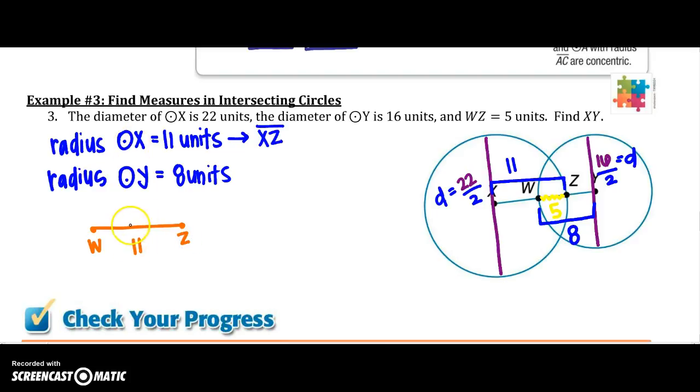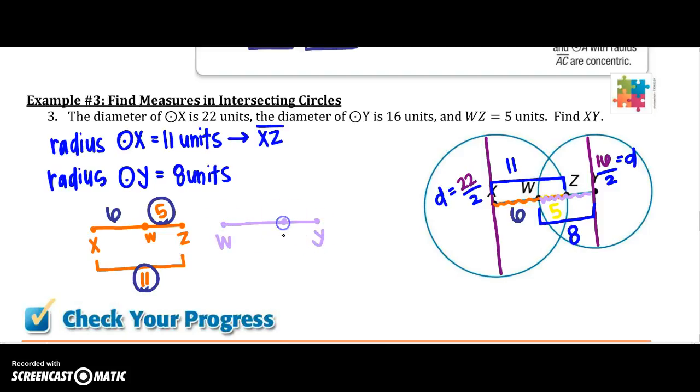Alright, well, if I take XZ, which is 11, I'm taking this part out. I also have point W, and I know that this is 5. So, because I know this is 11, I know that 11 minus 5 gives me 6, so 6 would also be here. And then if I took away WY, because I have point Z in there, I know that this whole thing is 8, and WZ again is 5. So I can also say that 8 minus 5 gives me 3, which 3 goes here.